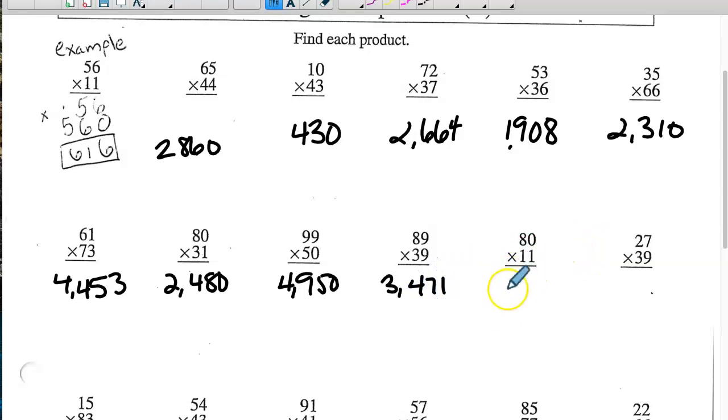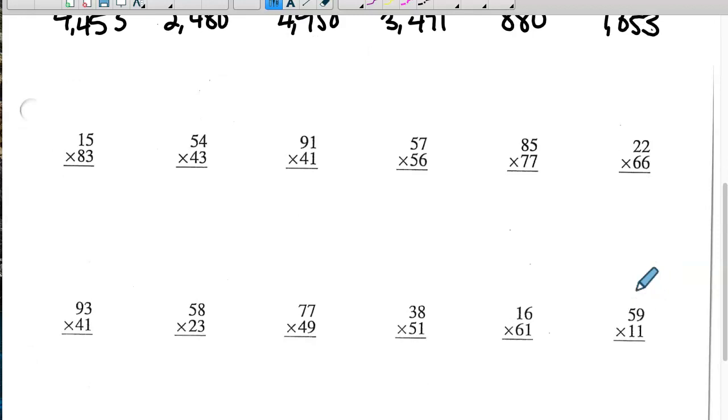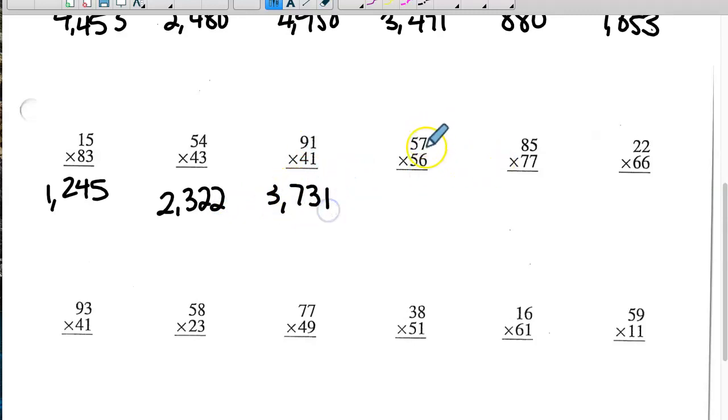80 times 11, 880. 27 times 39 is 1,053. 15 times 83, 1,245. 54 times 43 is 2,322. 91 times 41, 3,731. 57 times 56 is 3,192. 85 times 77 is 6,545. And 22 times 66, 1,452.